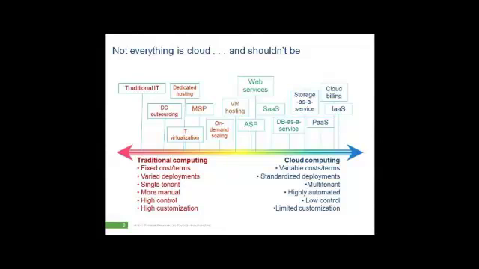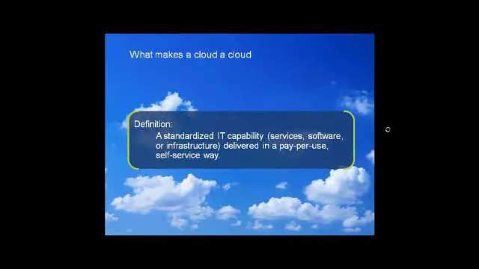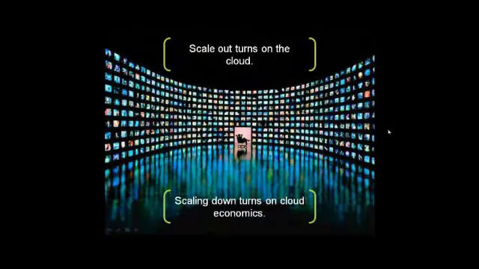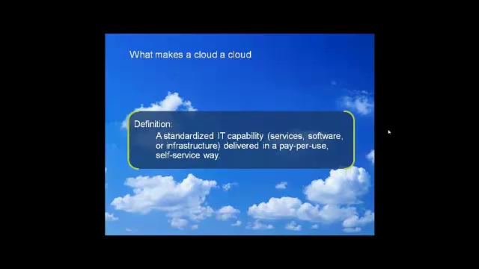What makes a cloud is the definition that you see on the slide with the blue background that was just there. There are three key elements to cloud computing. The first element is that cloud computing services are highly standardized services. And what do we mean by that? We mean that every customer who uses that service gets exactly the same service.